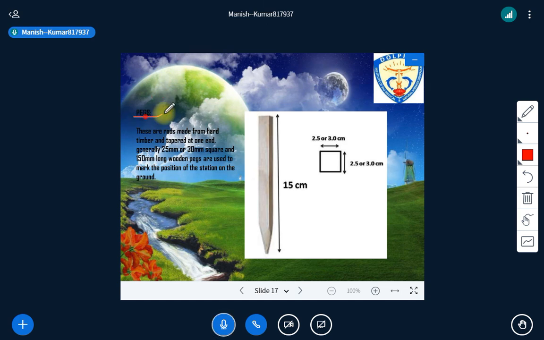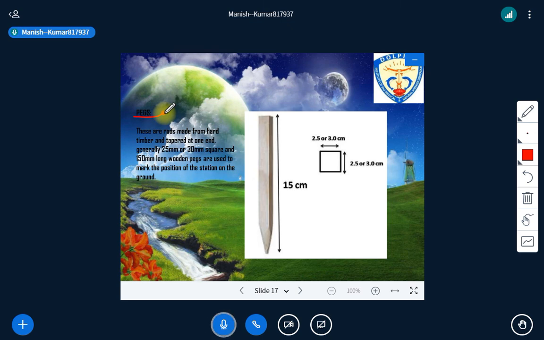And then you have a peg, another instrument, that is the peg. You can easily look at the instrument here. This peg you can make from any kind of timber. Generally you are able to get this wooden peg, right? And if you don't have a wooden peg, since we have to work in the forestry, we try to get some broken branches here and there, and we can sharpen the edge. One end we have to sharpen, and then you can use it as a peg also, right? And the purpose of this peg is to mark the position of the station on the ground.